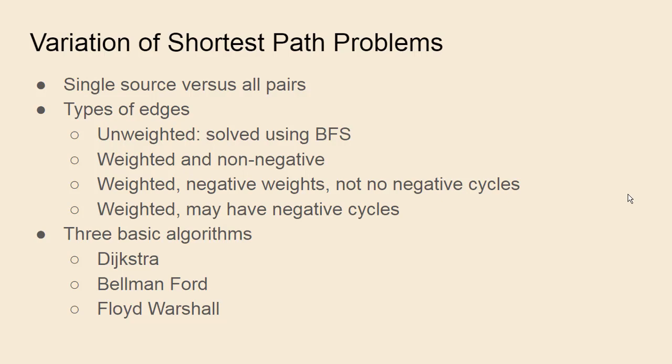So first, depending on the problem, maybe they ask for shortest path from a single point. So this is called a single source. Or the shortest path between any possible pair. So this is called all pair shortest path. So you need to use the different algorithms. Sometimes some algorithm can be used to solve both kinds of problem.